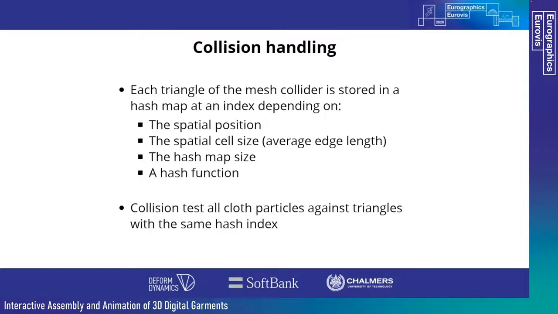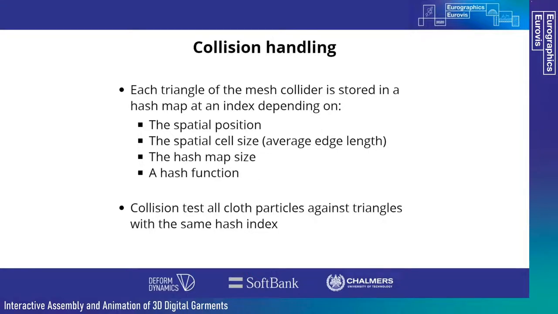In the following slides, we will briefly talk about how the collisions between the cloth and the character mesh are handled, but the same principles are used for the self-collisions. We use a uniform spatial hash map to store the collision data structures, for fast lookup times, low memory footprint, and reduced cache misses. The information needed to build this data structure is the following: the spatial position of the triangles in the mesh, the spatial size of each cell.